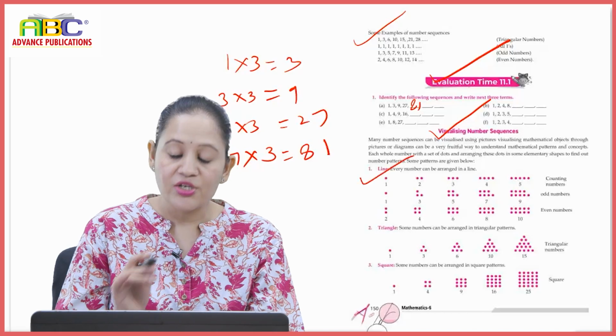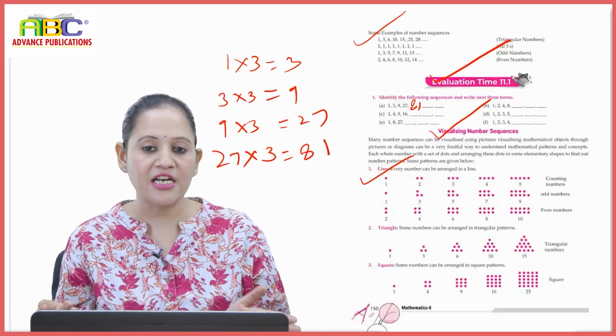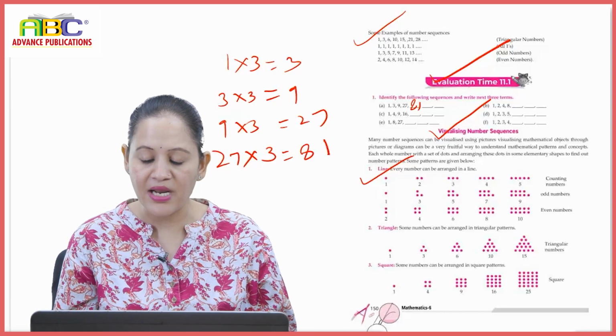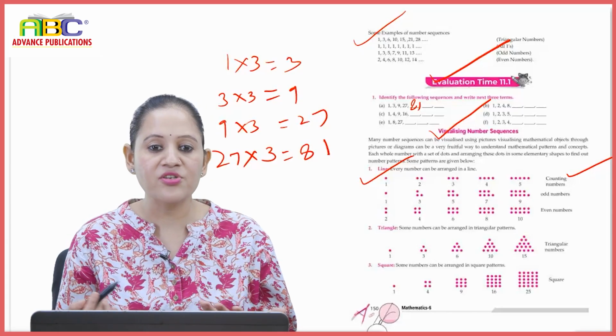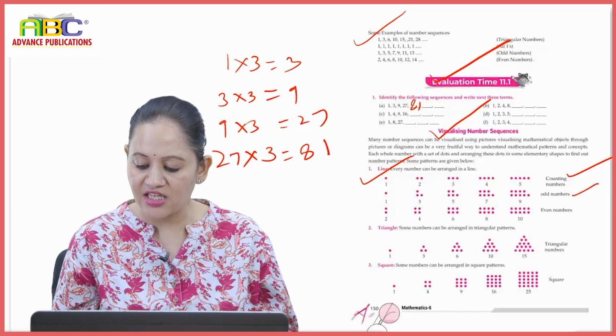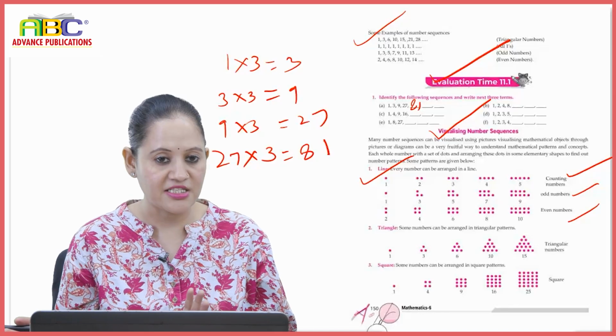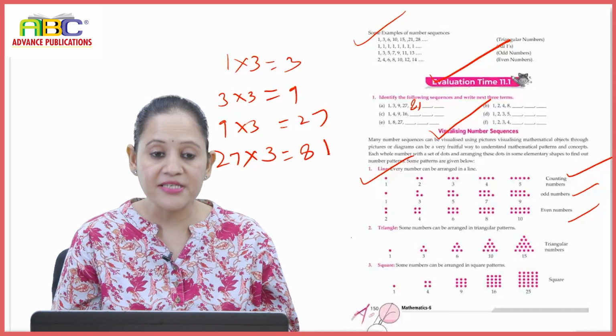Line. So every number can be arranged in a line. Here you can see counting numbers को हम line में arrange कर सकते हैं. Clear? Whether it's odd numbers or even numbers. Odd number को हम इस तरीके से कर सकते हैं, even number को हम इस तरीके से line में arrange कर सकते हैं. Clear? Triangular pattern.